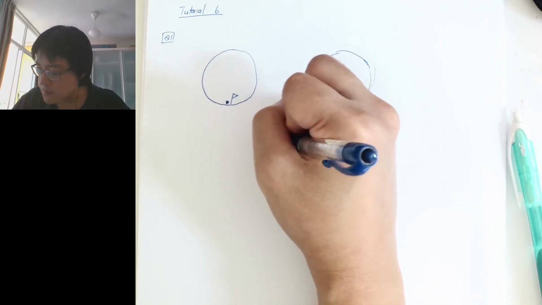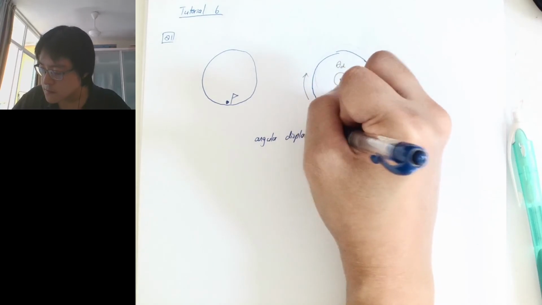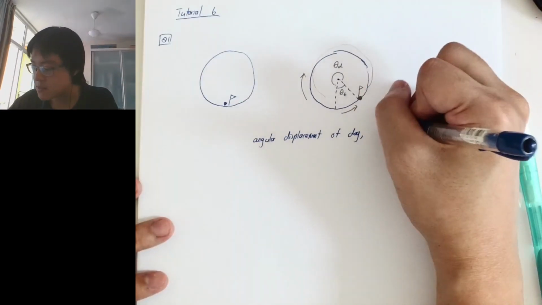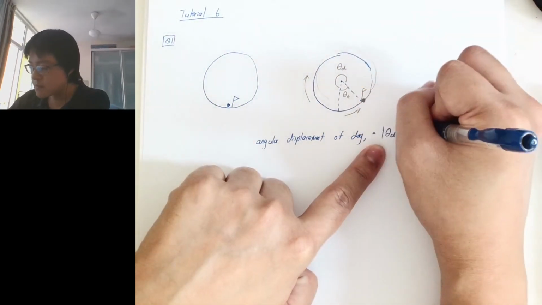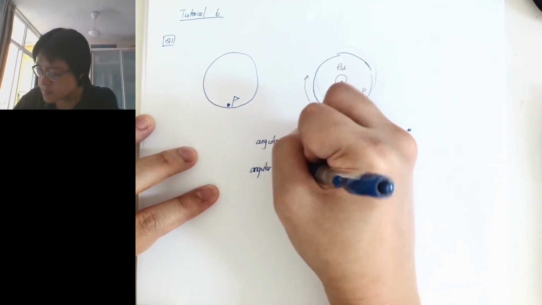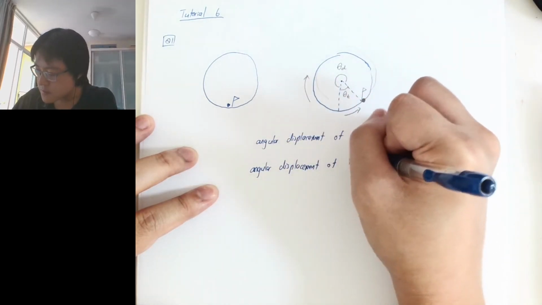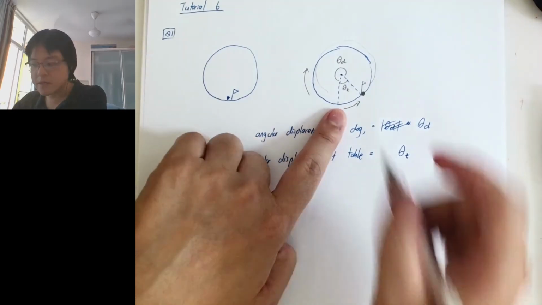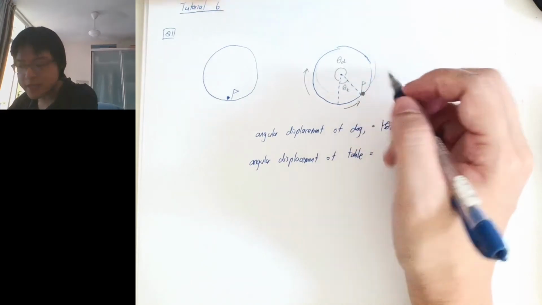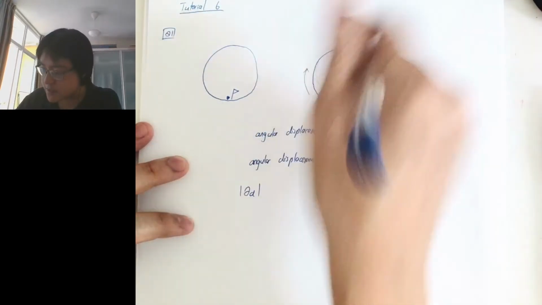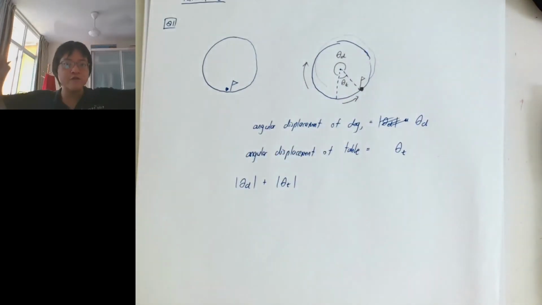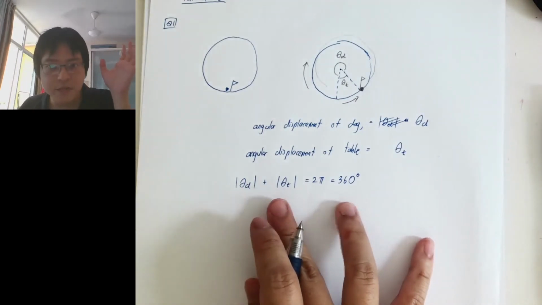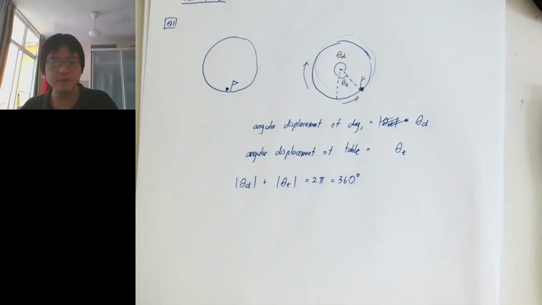So the angular displacement of the dog, theta dog. I haven't decided what is clockwise and what is anti-clockwise yet, so let me just say the magnitude. It's equal to theta dog, and the angular displacement of the table is theta table. But if you look at this picture, the dog walks one round until he comes back to the starting point of the table. From this picture, do you agree that this angle plus this angle will be equal to one full circle, 360 degrees? Okay, this is the important realization. Once you accept this, the rest is just continuing with the calculation.